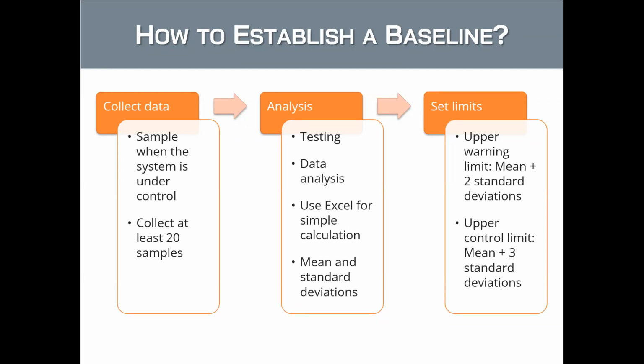To establish baseline data, you want to sample when the system is under control, not right after there was big construction or a switch to a new procedure or process. You want to do it under normal production, when the system is running properly. And then you want to collect at least 20 samples. So 20 samples is kind of a requirement for basic statistical analysis.